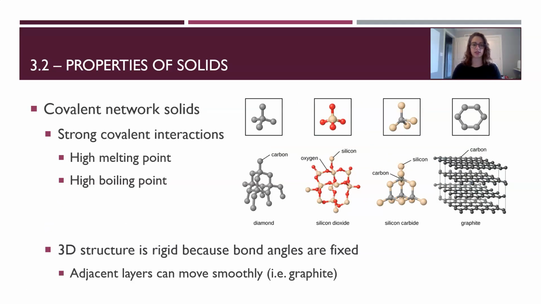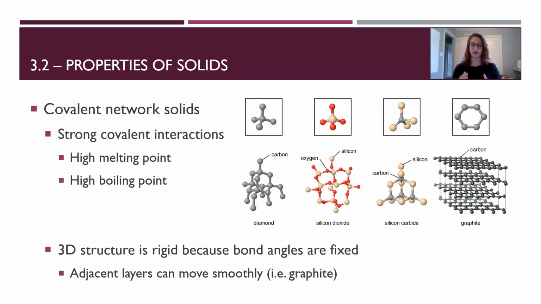Our next type of solid is called a covalent network solid. So these have really strong covalent interactions or really strong covalent bonds. They form networks like an ionic solid would, except instead of being attractions between opposite charges, they're covalent bonds. So they're sharing electrons between atoms. Because of that, because they're so strong, they have high melting points and high boiling points.